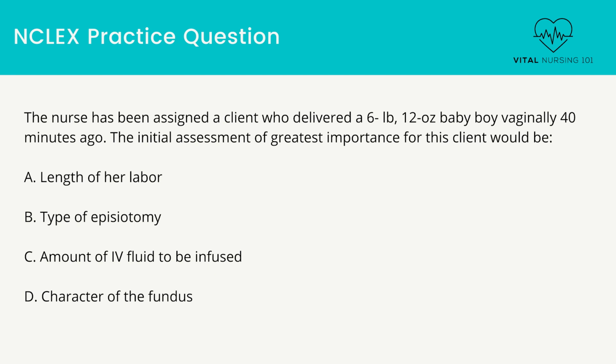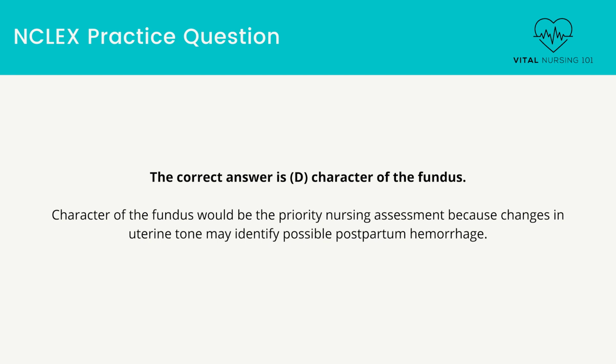The nurse has been assigned a client who delivered a 6 pound, 12 ounce baby boy vaginally 40 minutes ago. The initial assessment of greatest importance for this client would be length of her labor, type of episiotomy, amount of IV fluid to be infused, character of the fundus. The correct answer is character of the fundus. Character of the fundus would be the priority nursing assessment because changes in uterine tone may identify possible postpartum hemorrhage.